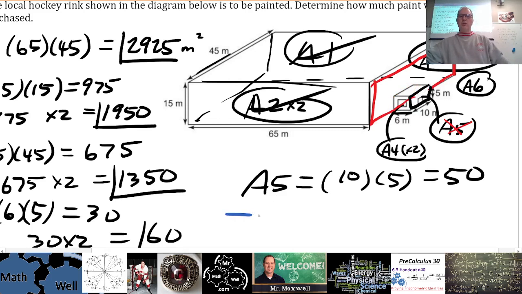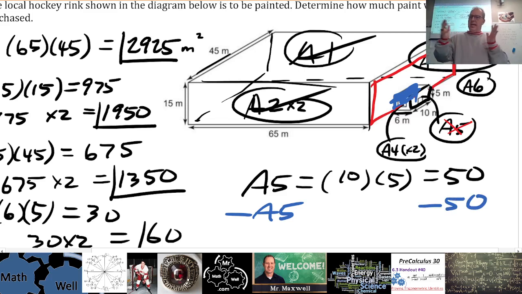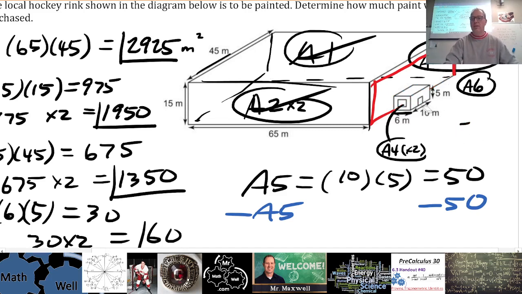So guess what? We're going to subtract A5 because it's covering part of the side of the rink that we've counted already as surface area. So we're going to subtract A5. So we're going to go minus 50 because it's covering the side of the hockey rink that we've already counted in our area. Very good. We'll take that as a hint to talk about that right now. So A5 is kind of out of the picture, right? It's kind of like we didn't even really need to count A5, but we counted it and realized that we had to subtract it from the big side. All right, so we still need to do A6 then, is that correct?